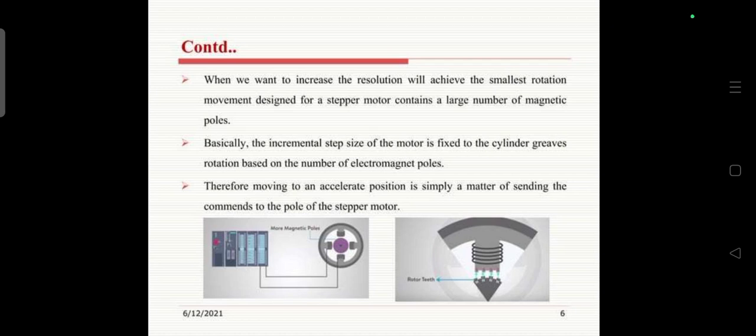When we want to increase the resolution, which achieves the smallest rotation movement, the stepper motor is designed to contain a large number of magnetic poles. Basically, the incremental step size of the motor is fixed to the cylinder's rotation based on the number of electromagnetic poles. Therefore, moving to a desired position is simply a matter of sending commands to the poles of the stepper motor.